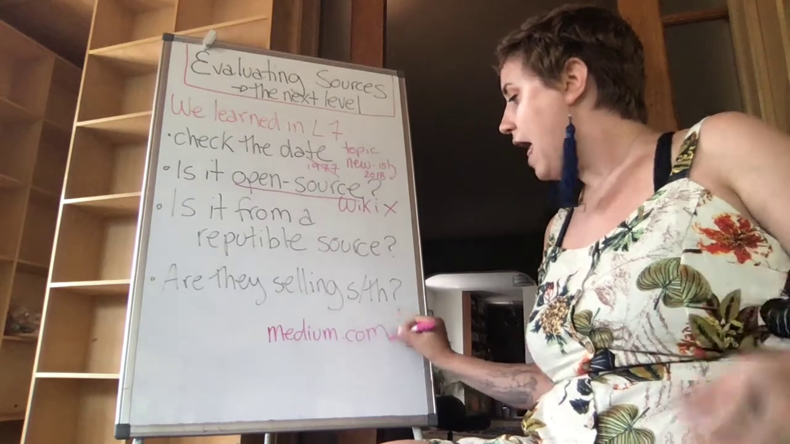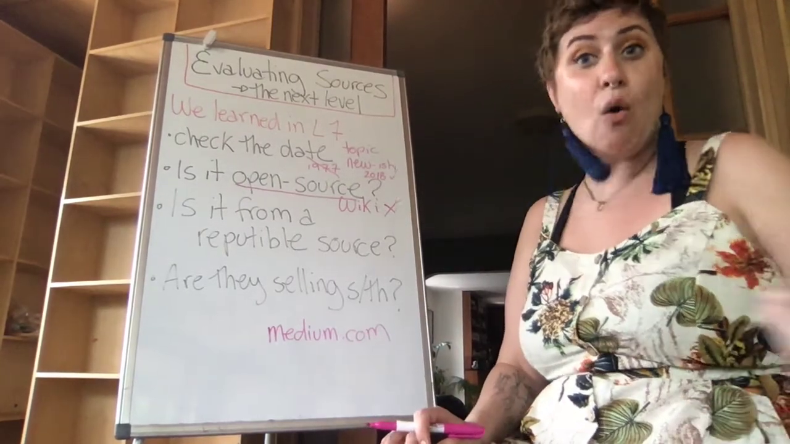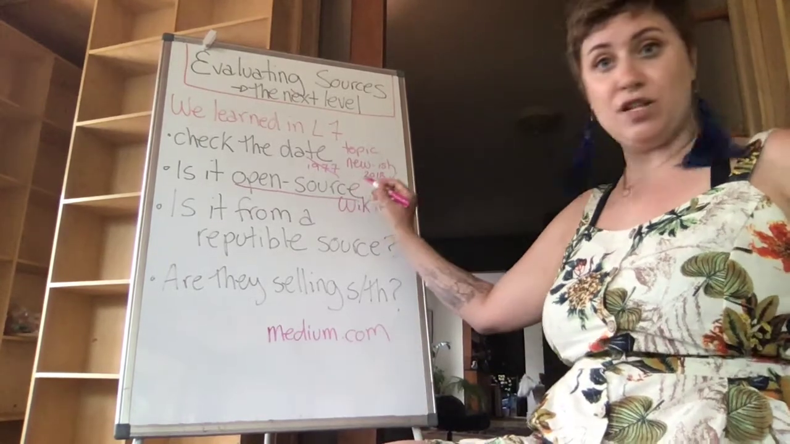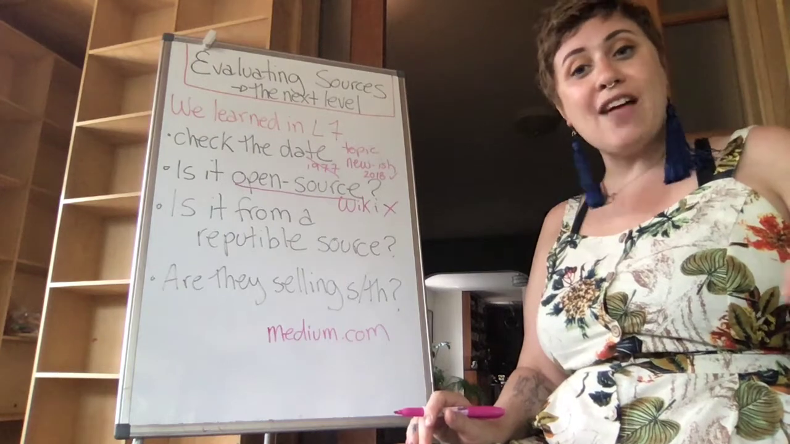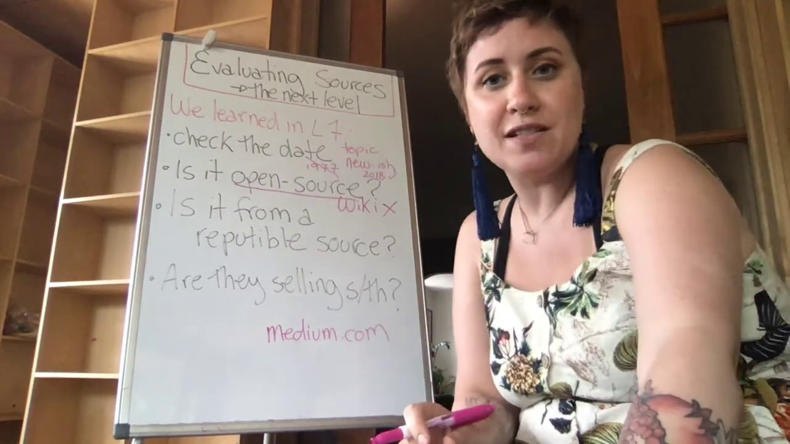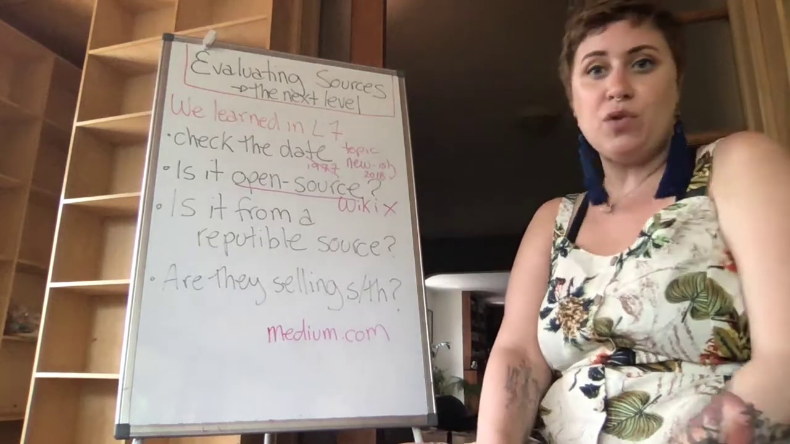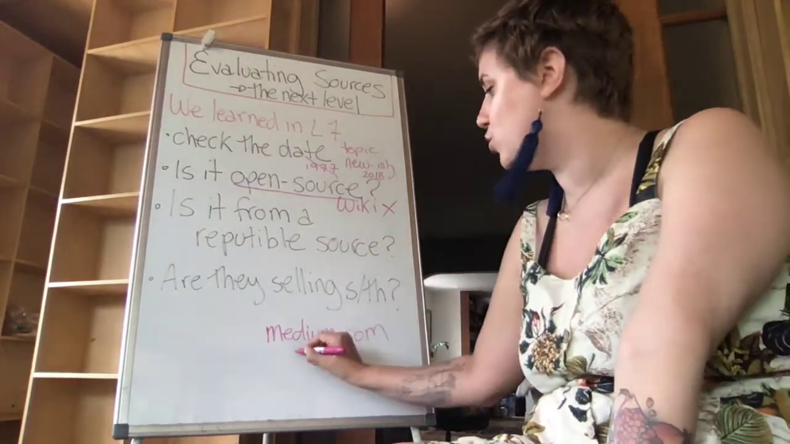medium.com. And Medium is great. There's lots of great articles on there. However, it is open source. Now, when you're in level 7, we say absolutely no open source. But now I'm going to tell you that sometimes open sources are a good place to start.